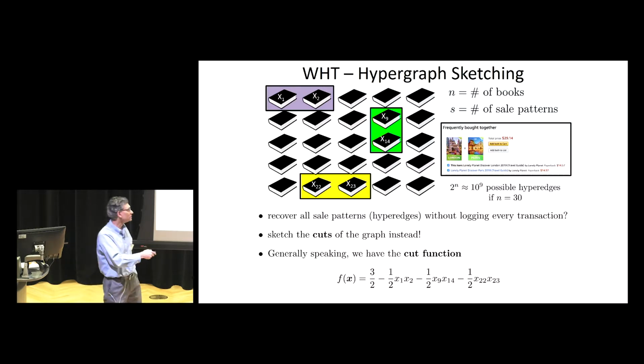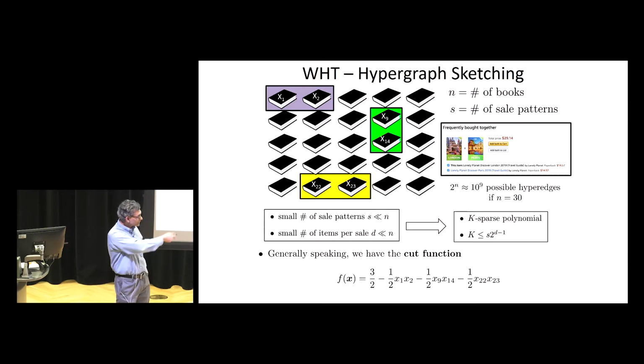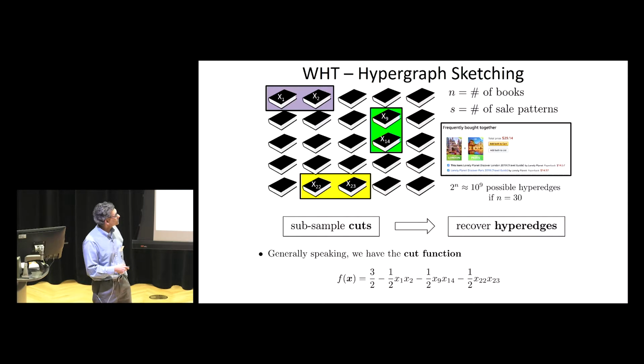So that's the connection. If the number of sales patterns is much smaller than n, and the number of items bought is much less than n, it turns out that you can upper bound how sparse the polynomial will be. It's S·2^(d-1). So you subsample the cuts, and you recover the hyperedges.